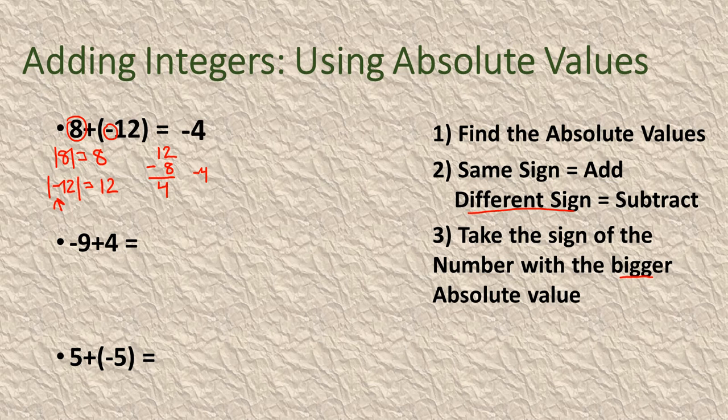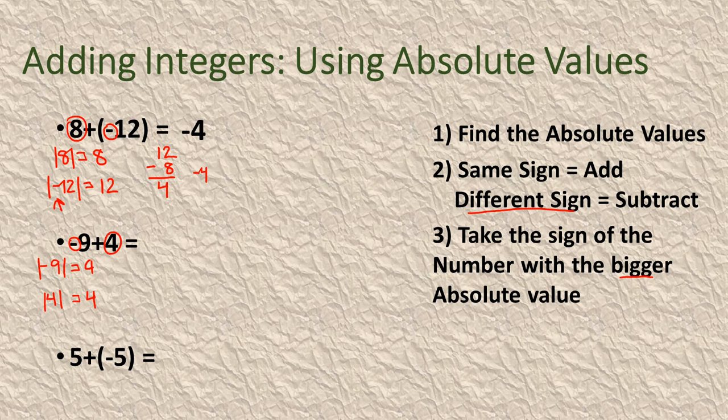So let's try this strategy on our second example. So you'll see that we have different signs. So we need to first find our absolute values. The absolute value of negative 9, remember it's the distance to 0, is 9. The absolute value of 4 is a positive 4. Notice how the absolute value will never come out to be negative.